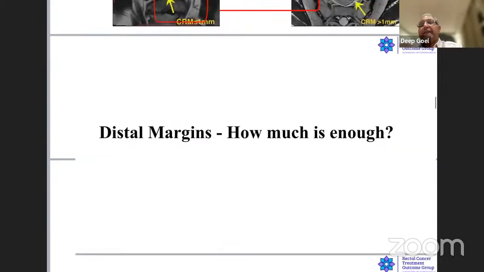Another important point of debate, distal margin, how much is enough? We remember from our medical school days that classically in low rectum, we used to say that we need a 2 centimeter margin, but things have changed in the era of neoadjuvant treatment.